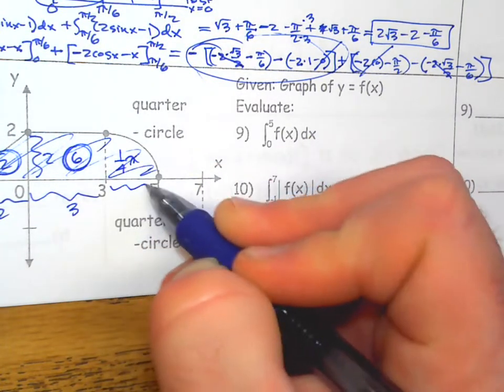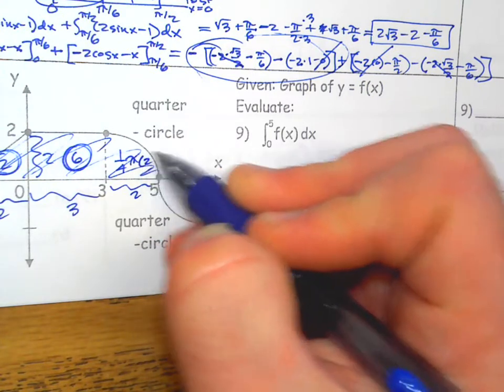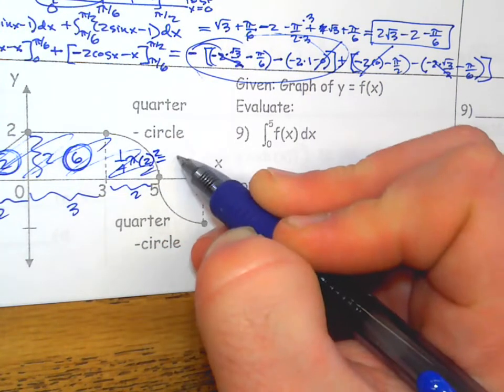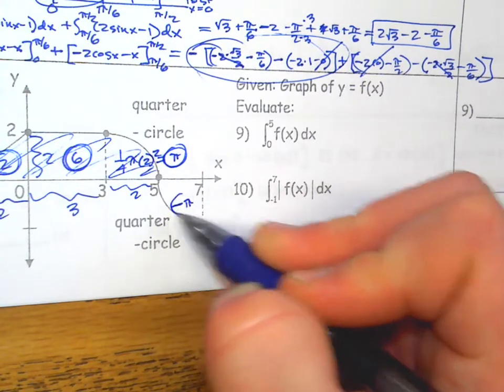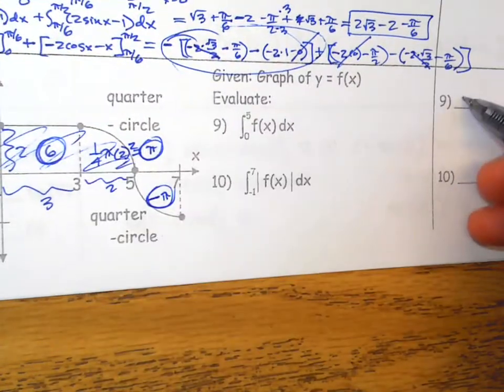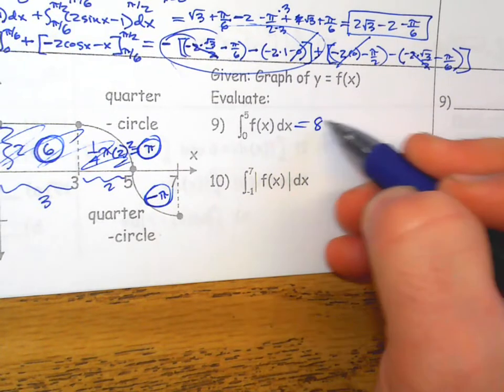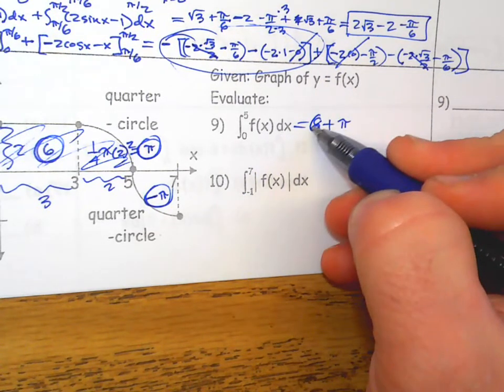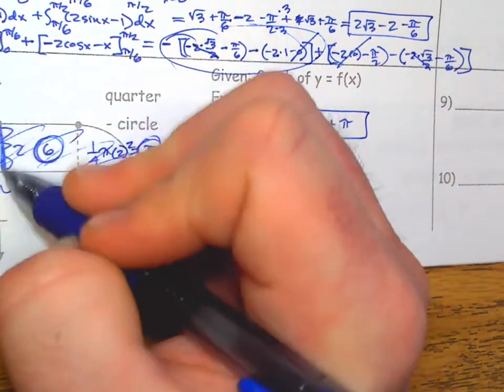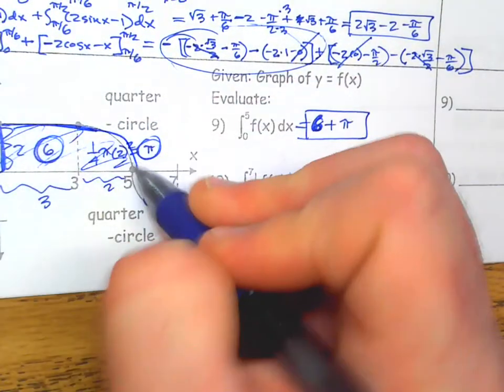The radius is 2 squared, so that's going to end up being pi. And then this is also going to be pi, but it's going to be negative. It's below here. So the first answer is going to be 8 plus pi. Oh, wait, no. Sorry, 6 plus pi, because it's just 0. It's just this part. Okay.